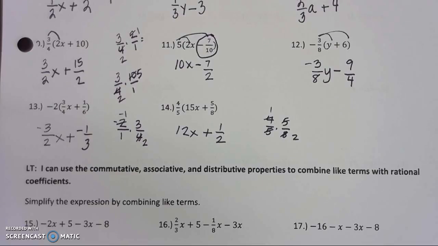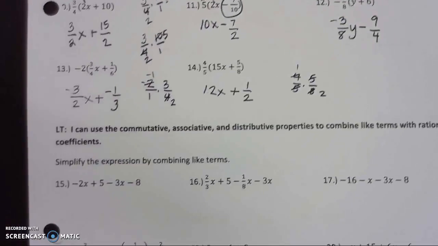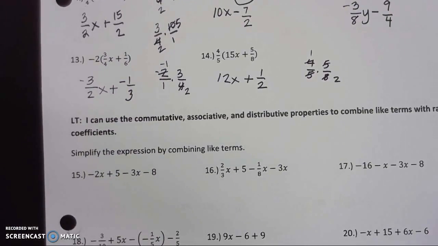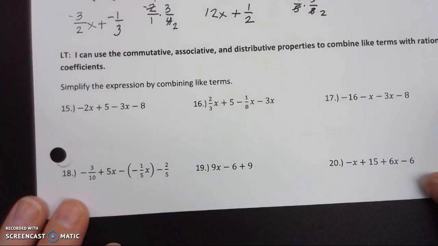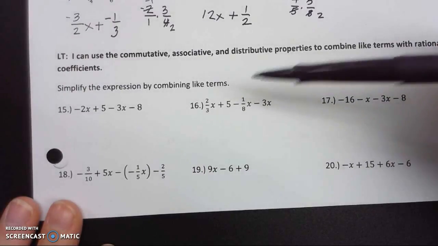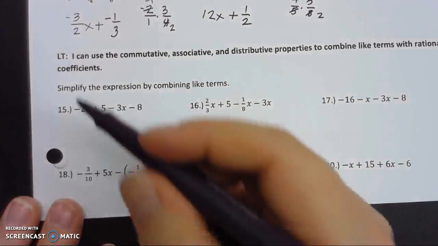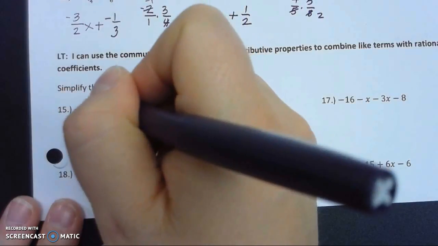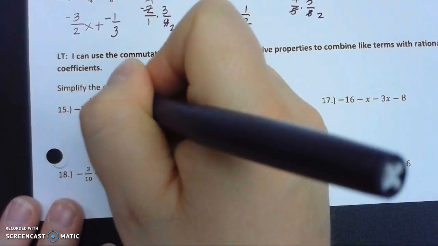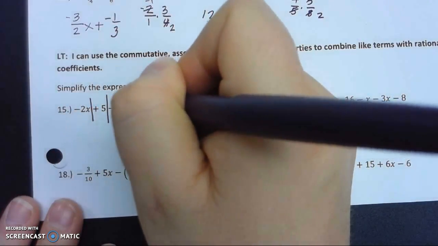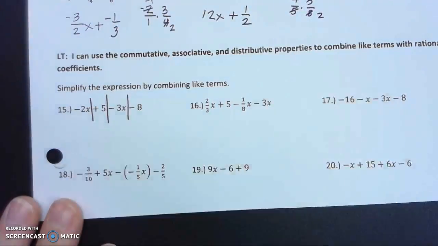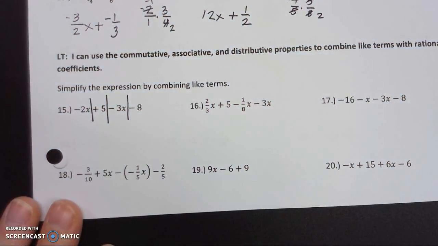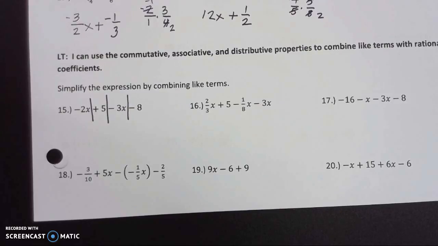Okay, so taking a look now, we'll just do 15 and 16 together. And then you're going to do the other ones on your own and then check them. So this is just our simplify the expression by combining like terms. Remember that you need to separate off your like terms, and the subtraction goes with the number behind it. The addition goes with the number behind it. So if I draw those lines in there, it kind of helps separate my terms.